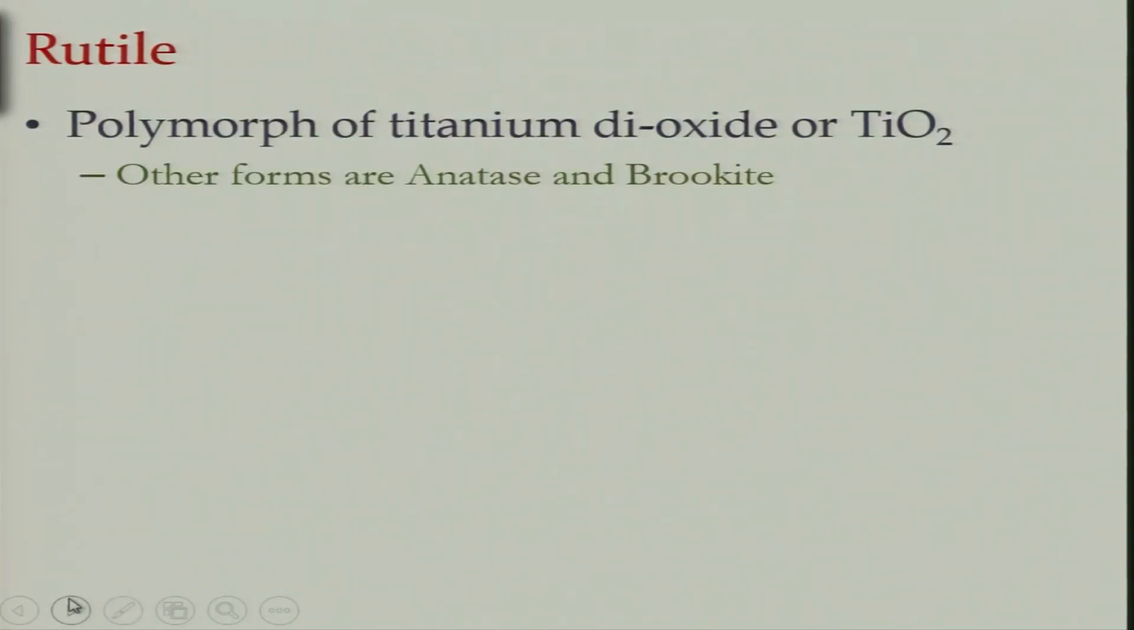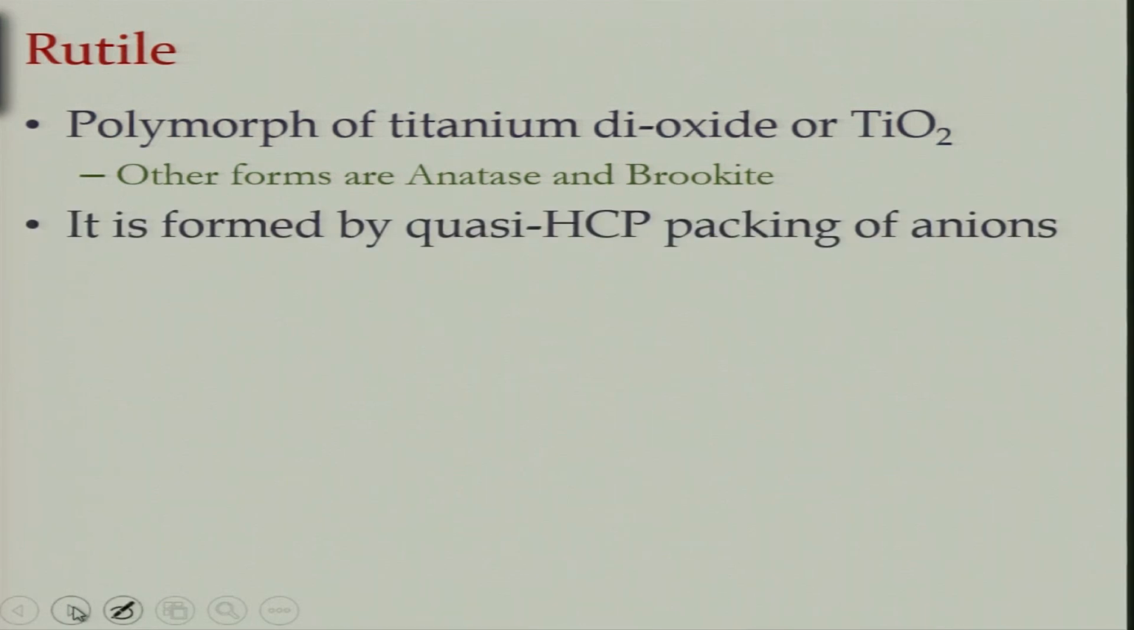And finally, we look at rutile, which is a polymorph of titanium dioxide, a very important material. It also exists in anatase and brookite forms, but rutile is the most commonly used. It is again based on HCP packing, but not quite HCP. It is slightly distorted, which is why it is called quasi HCP packing.